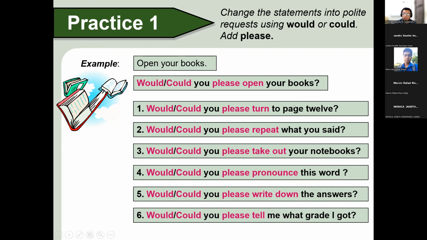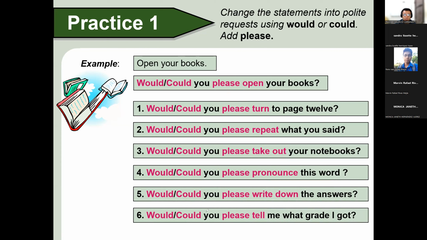For all of them, basically the same. You can use either would or could. Acá no hay como una diferencia enorme en utilizar una u otra porque son para peticiones formales, ¿verdad? De una manera cortés. You can use either of them, would or could, and you can add please. Siempre agregando please es como para suavizar, ¿verdad?